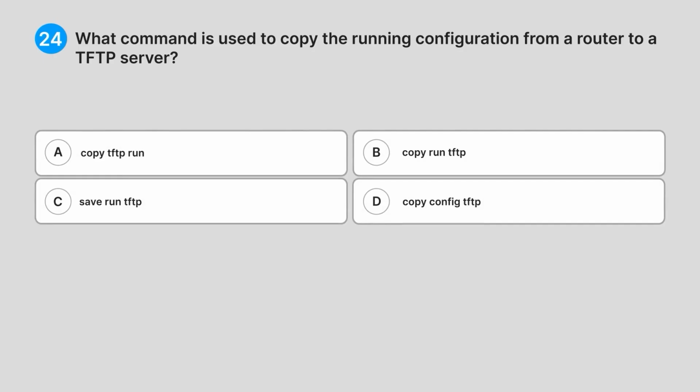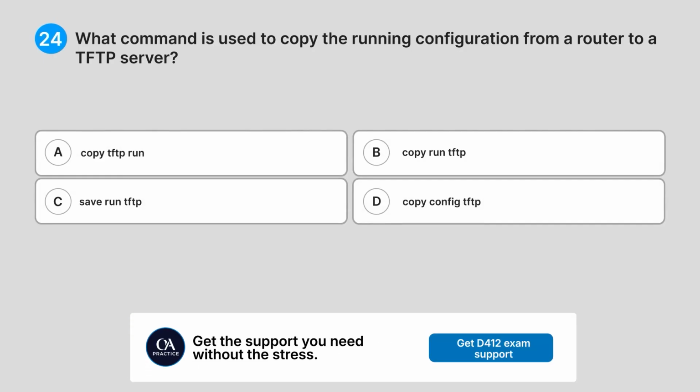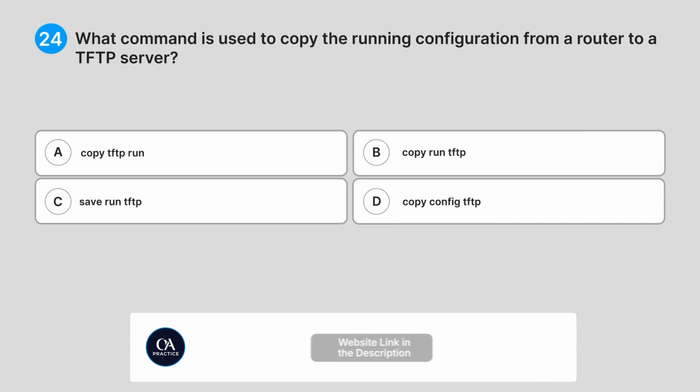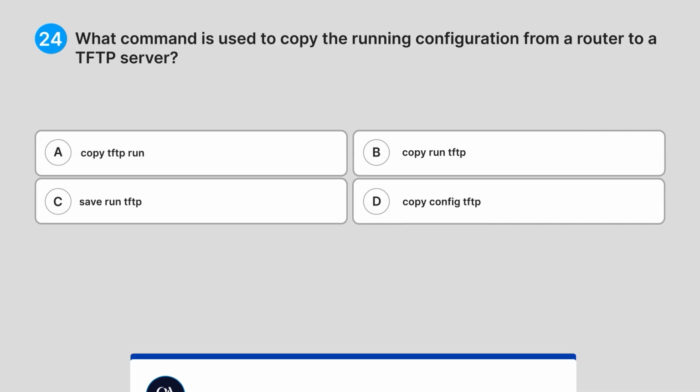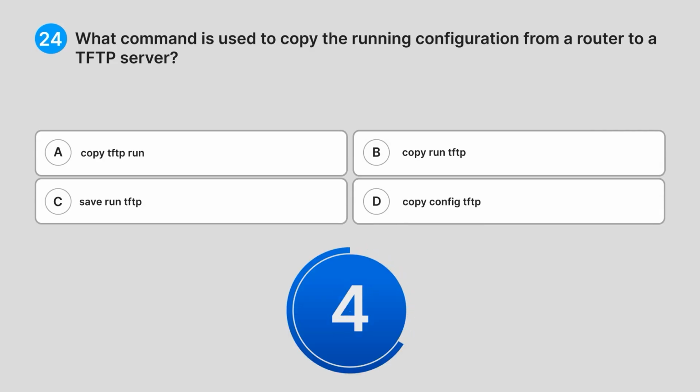24. What command is used to copy the running configuration from a router to a TFTP server? A. Copy TFTP run. B. Copy run TFTP. C. Save run TFTP. D. Copy config TFTP. Can you guess the answer?